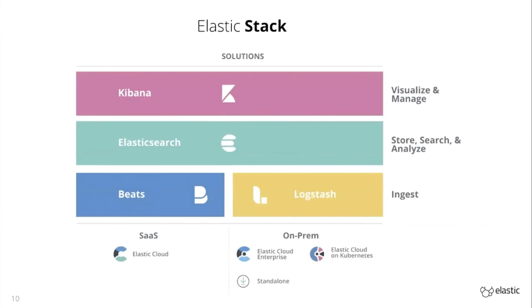Let me do a quick introduction of the Elastic Stack. At the core, Elastic Stack is composed of Elasticsearch, Kibana, Beats, and Logstash. Elasticsearch is the heart of the stack. It allows you to store all the data you want, then perform search and analytics on top of it.